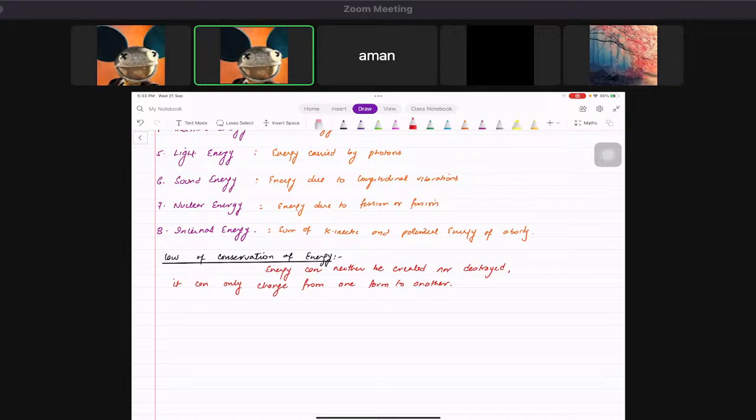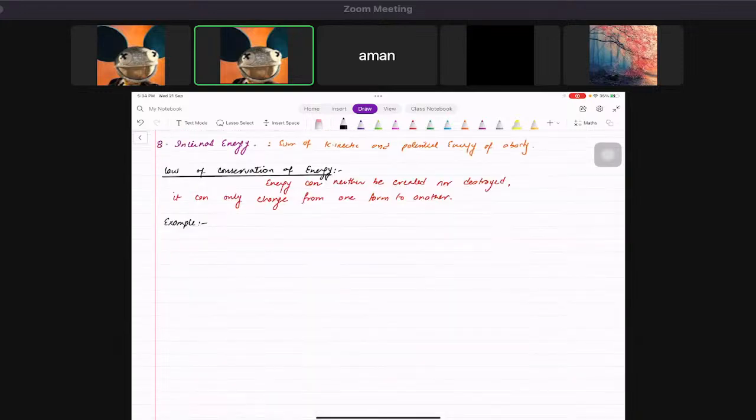For example, they've shown a trolley, H1, H2, like this.